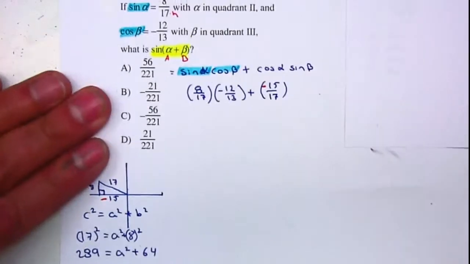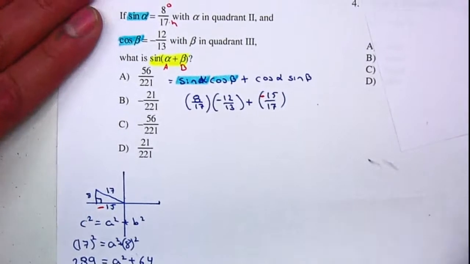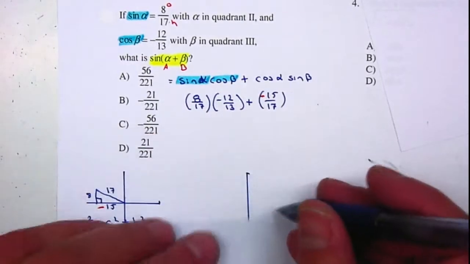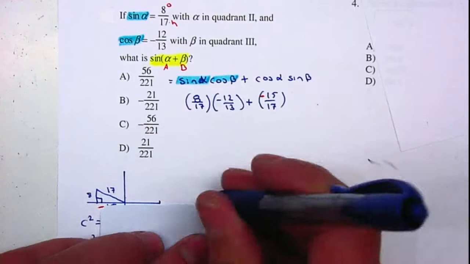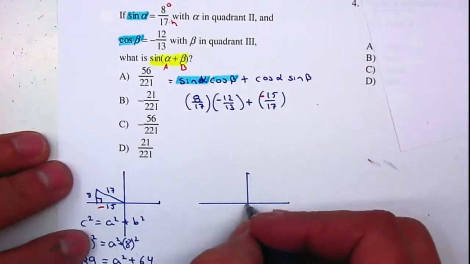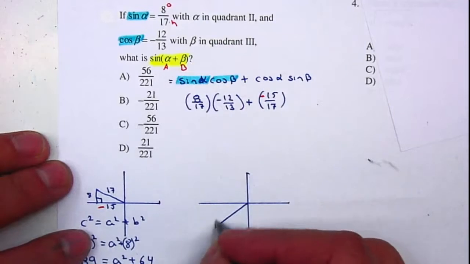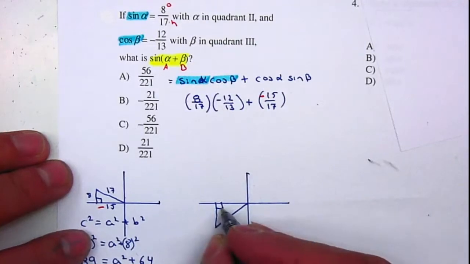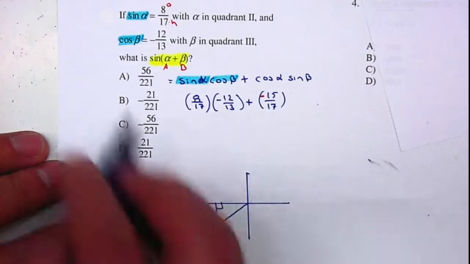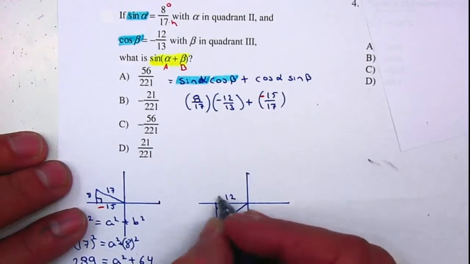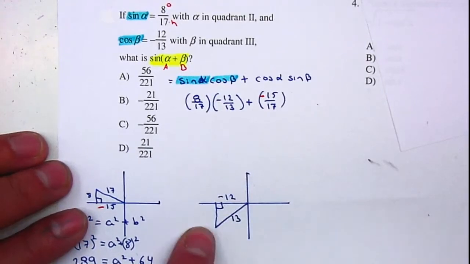So they tell you that cosine of beta is negative 12 over 13, and it's in quadrant 3. So let's go and build our y axis and our x axis. I'm going to make a right triangle in quadrant number 3. Don't worry about the size, it just has to be a right triangle. And the cosine of beta is 12 over 13, adjacent over hypotenuse, and that'll be negative 12. So now I need to find my missing side.